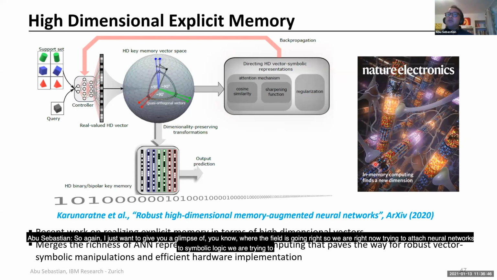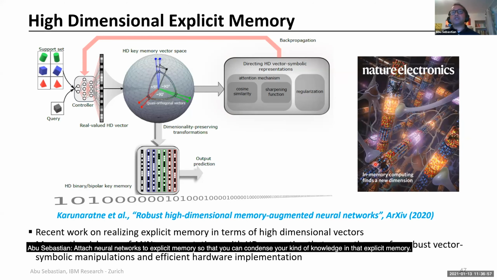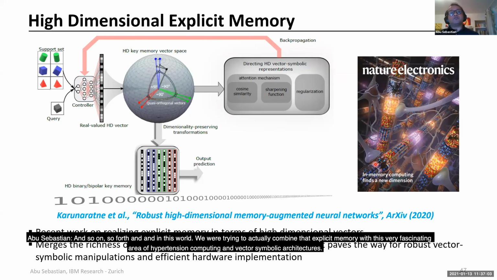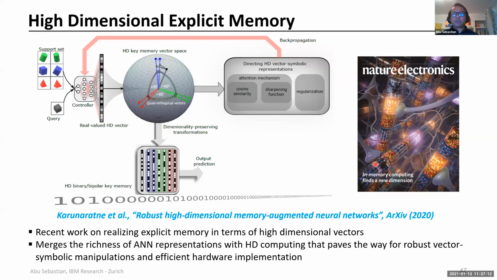So again, I just want to give you a glimpse of where the field is going, right? So we are right now trying to attach neural networks to symbolic logic. We are trying to attach neural networks to explicit memory so that you can condense your knowledge in that explicit memory, and so on and so forth. And in this work, we were trying to actually combine that explicit memory with this very fascinating area of hyperdimensional computing and vector symbolic architectures.